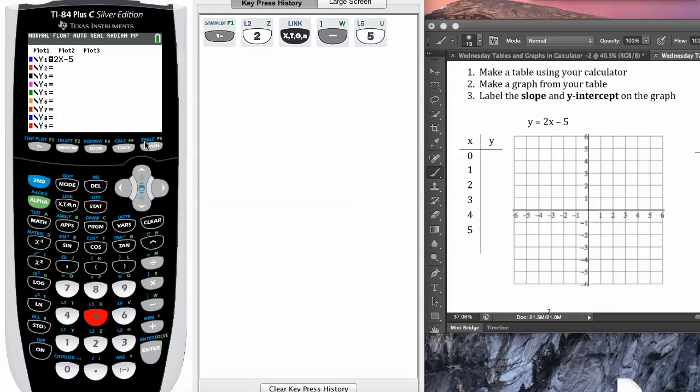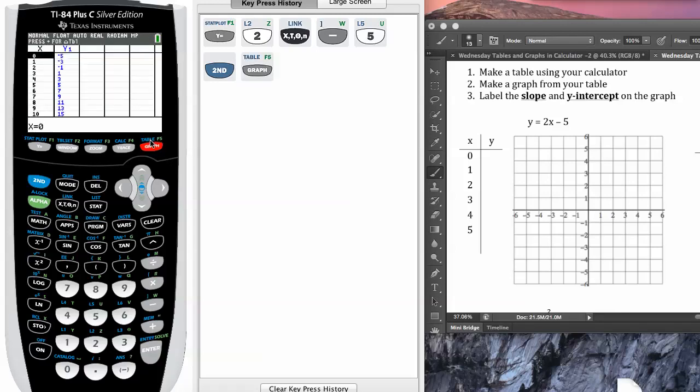So now the calculator has the equation. Now, if you see in blue letters up here at top, it says table. To make it do whatever the blue thing says, I need to hit the blue button, second. So I'm going to hit second, and then this button, graph or table. And then it makes us a little table. So you can see is x and the y values, just like the table that we have over here. So I'm going to go ahead and just copy those.